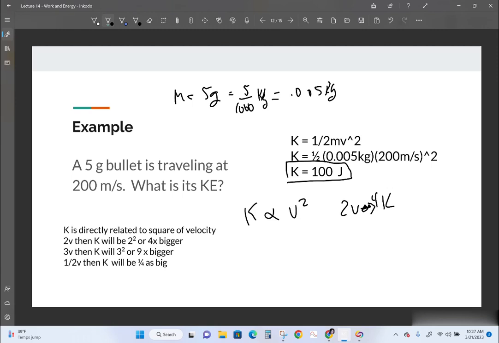And if I cut my velocity in half, then my K will be 1/4 as much. So I have to square that. So I would only have 25 joules of energy if this bullet was traveling at 100 meters per second.